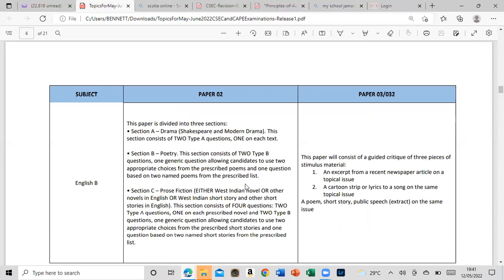And section C, prose fiction, either West Indian novel or other novels in English, or West Indian short story and other short stories in English. This section consists of 4 questions, 2 type A questions, 1 on each prescribed novel, and 2 type B questions on generic questioning, allowing candidates to use 2 appropriate choices from the prescribed short story and the question based on a named short story from the prescribed list.